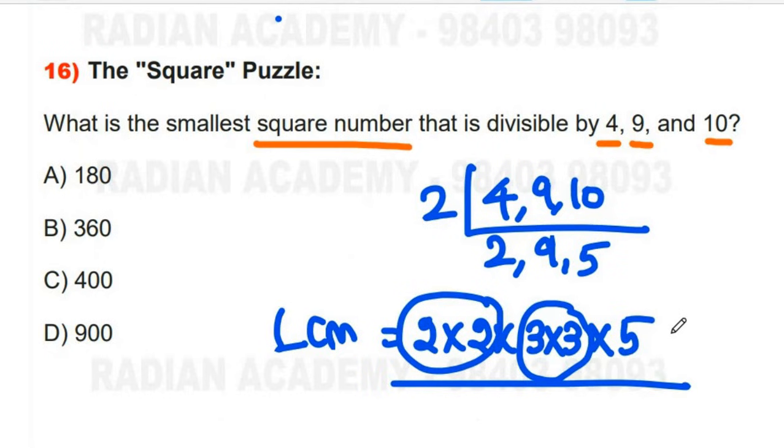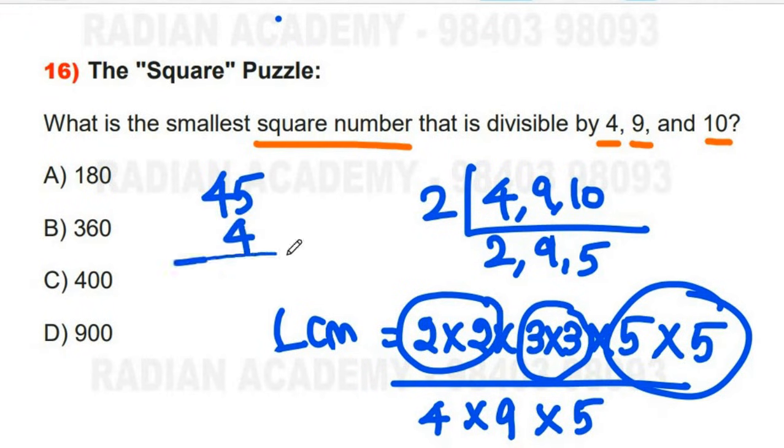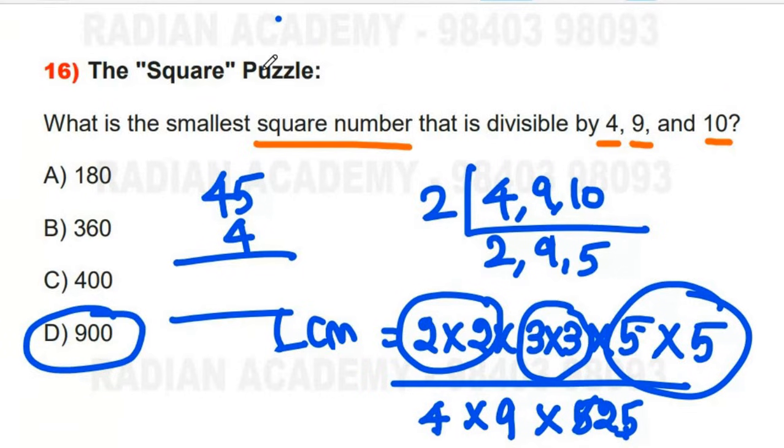So you have to multiply. To convert this into a perfect square, you have to multiply by 5. So therefore this is the answer: 4 into 9 into 5. This is the smallest perfect square that is divisible by 4, 9, 10. Sir, I can't understand. So this is 45 into 4? Not 45 into 4. This is 5 into 5 is 25. So 25 into 4 is 100. 100 into 9. So therefore the answer is 900.